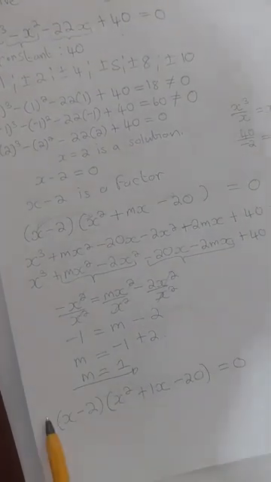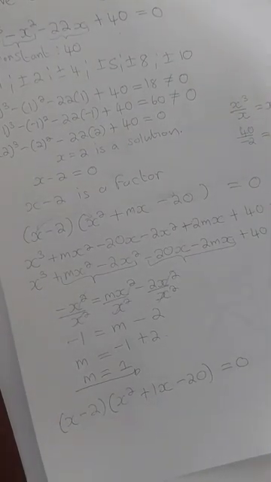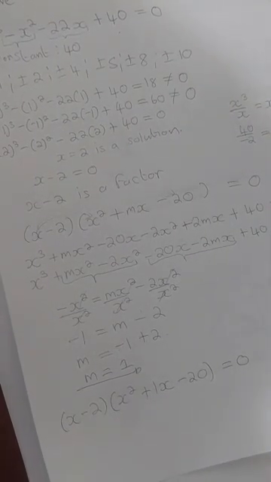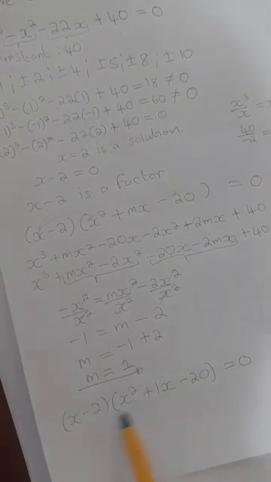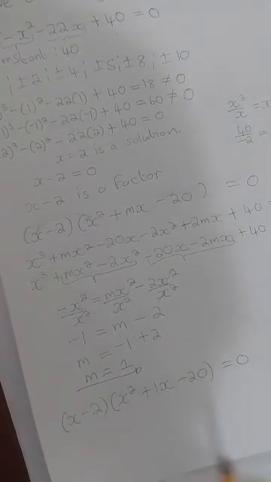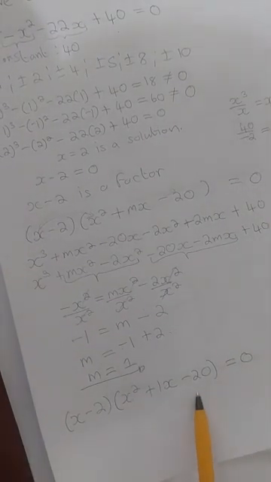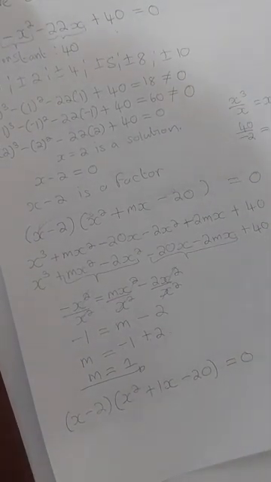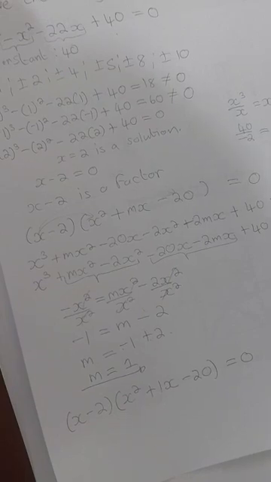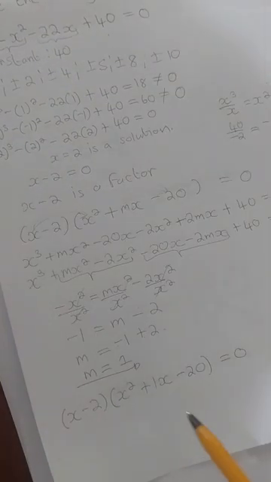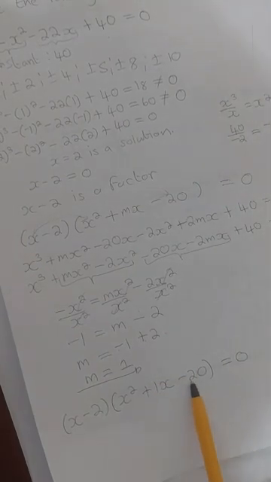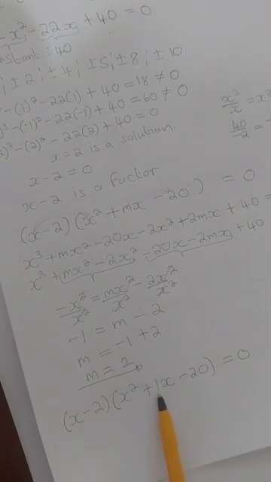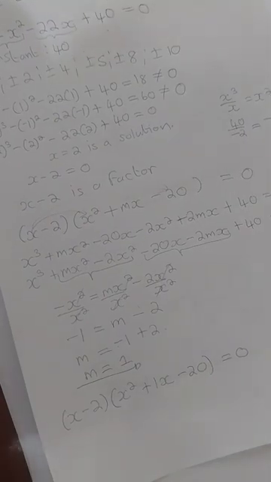We can now see that our equation has a linear and a quadratic part, and now that we know the value of m, we can solve this equation. We simply seek two numbers that, when we multiply them, give us negative 20, and when we add them, give us 1. And that is 5 and negative 4.